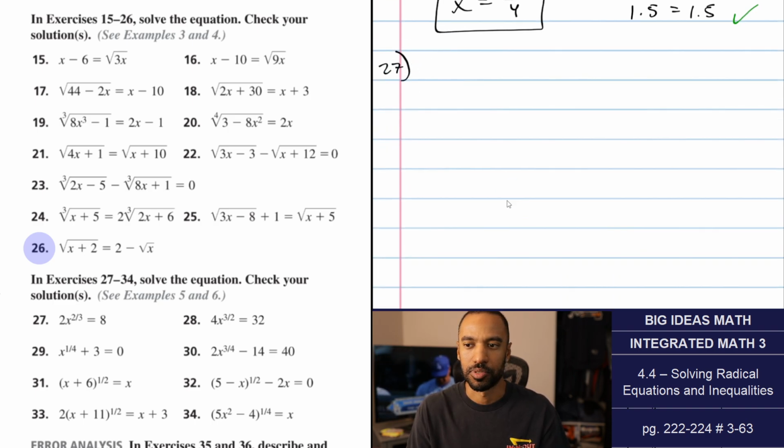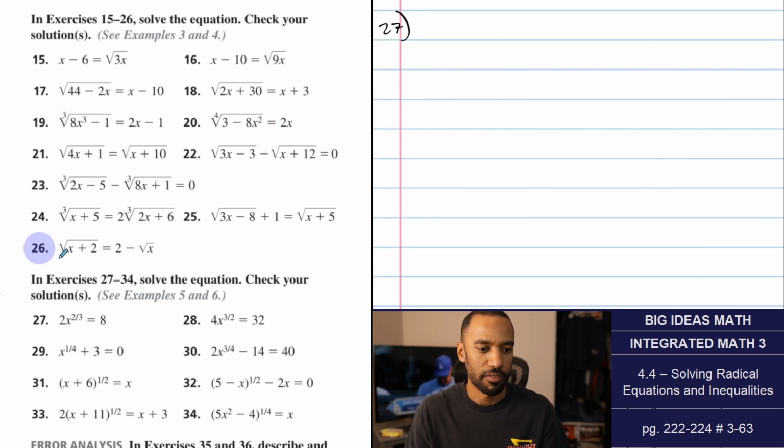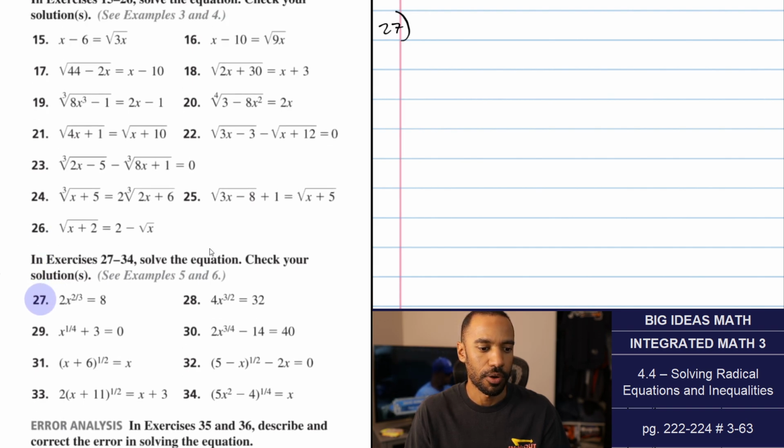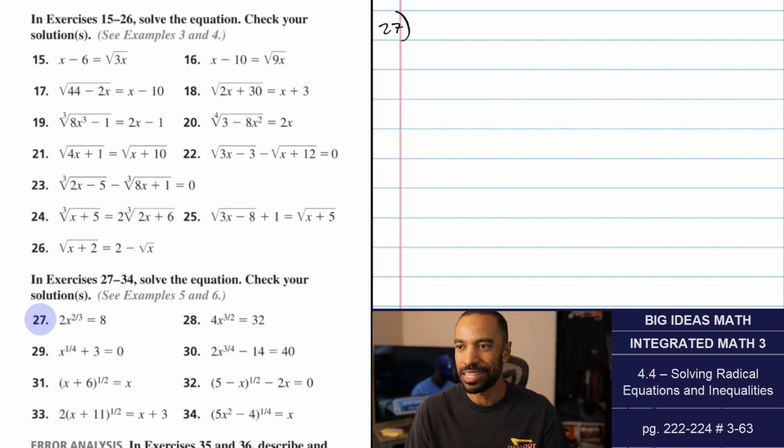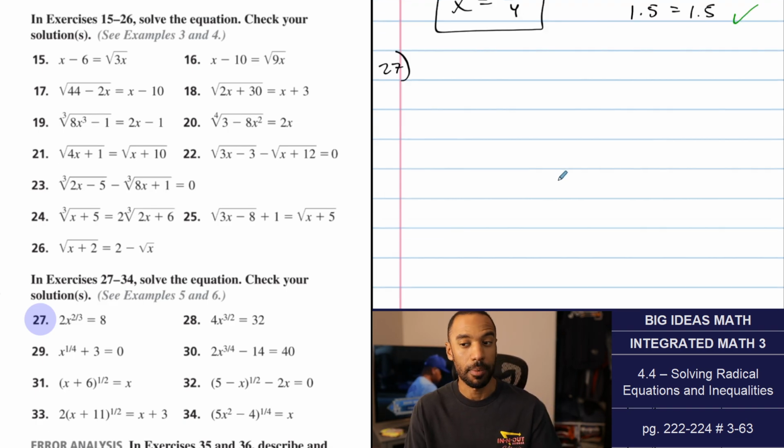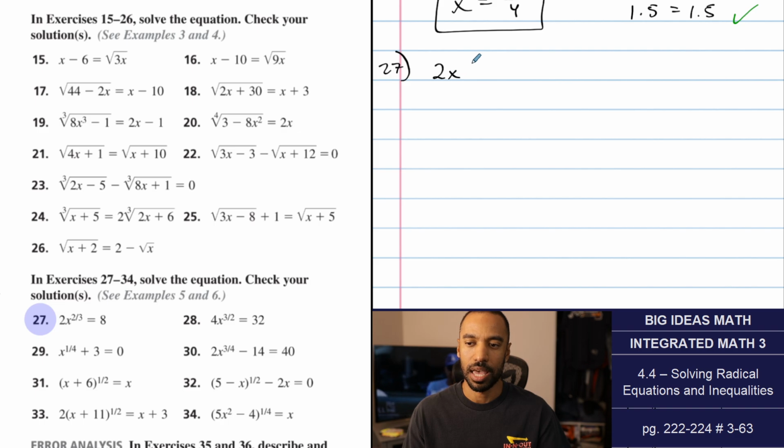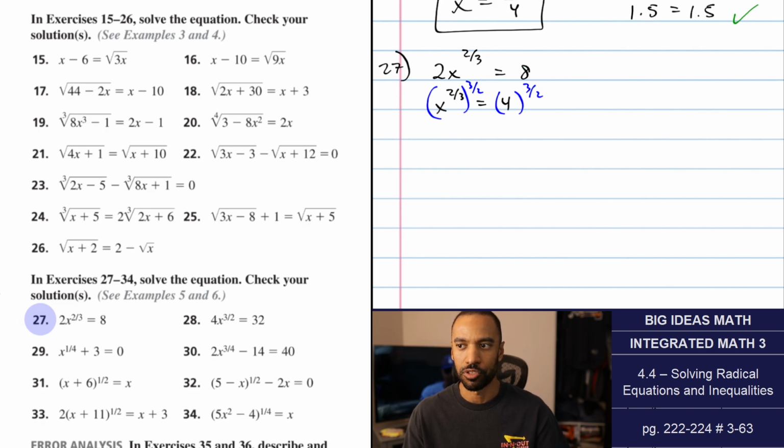Number 27. Oh, next set of problems. In exercises 27 to 34, solve your equation and check solutions. These ones have rational exponents. If you followed along with the lecture, we're basically going to get them isolated, but then we're going to raise them to their reciprocal values because that's what cancels them out. So I'm first going to divide by 2, and then we're going to raise both sides to the 3/2 power. What happens here is these exponents multiply. 2/3 times 3/2 is 1, so you're just left with a 1x in this case.